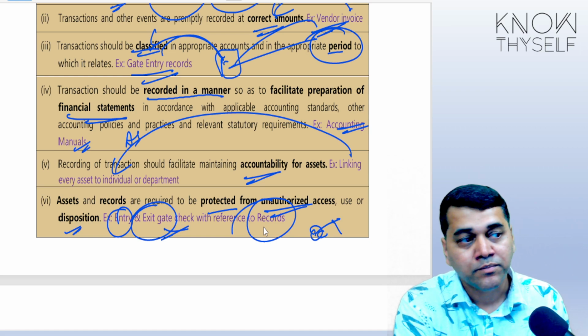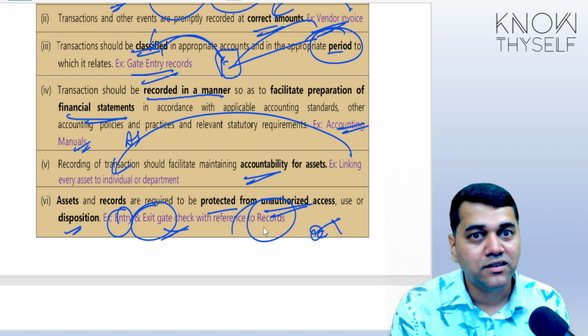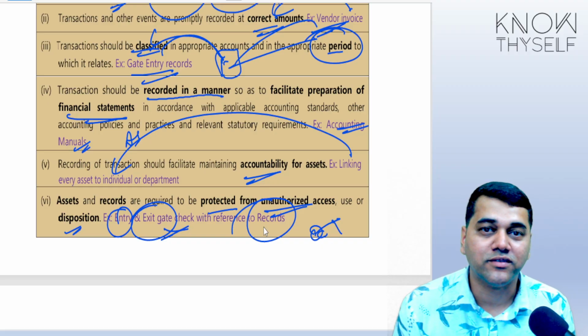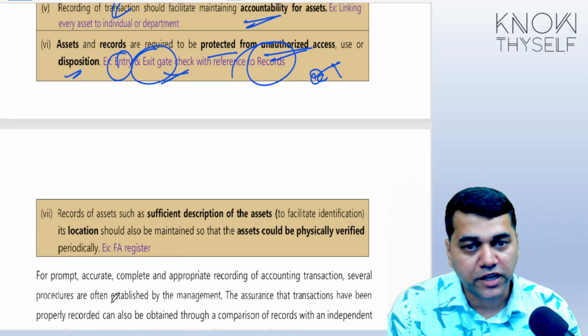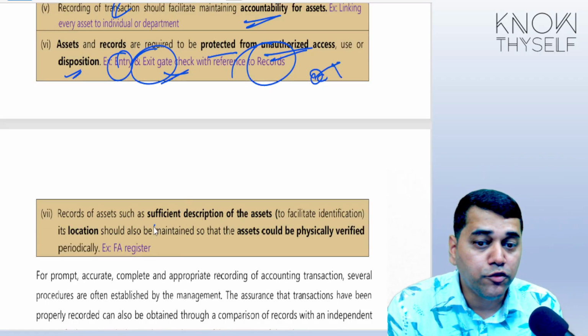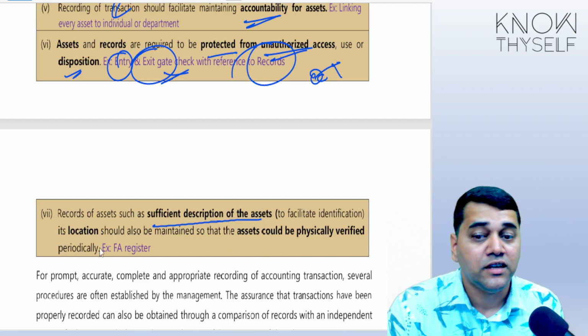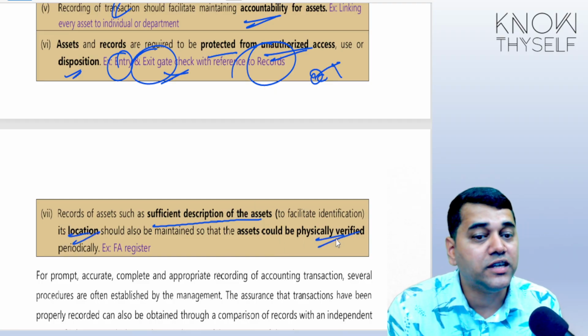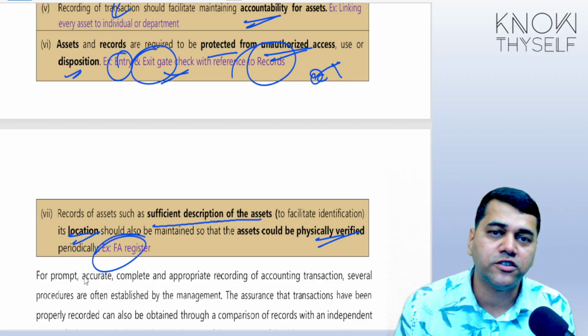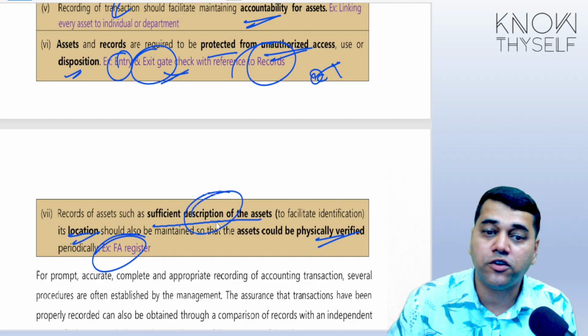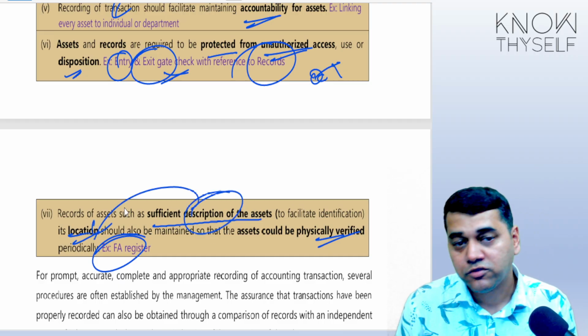That's why now people during election time, cash is seized. Why? They say that there is no record for this. So it will help you to protect from the unauthorized use, and it will give you sufficient description of the assets along with its location, so that you can physically verify. Like why you maintain the FA register? What is the help FA register is going to do? Because it will have the description of the asset and where it is located. So I hope you are clear, students.